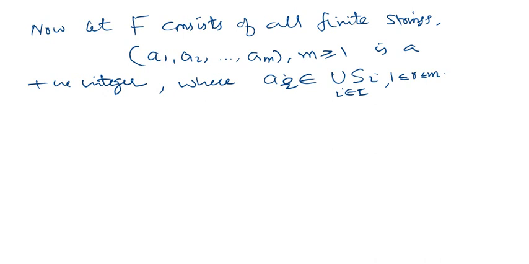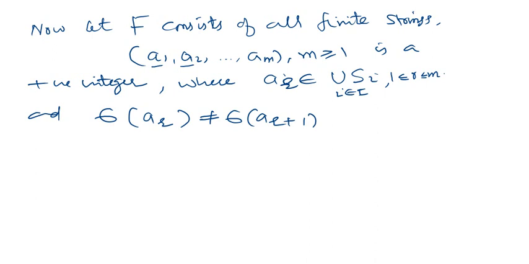So clearly index of A_r is not equal to index of A_(r+1). This is trivial, because if you have this string, then two consecutive letters of this string must lie in different semigroups, not in the same semigroup. So sigma of A_r is not equal to sigma of A_(r+1), where r runs from 1 to m minus 1.